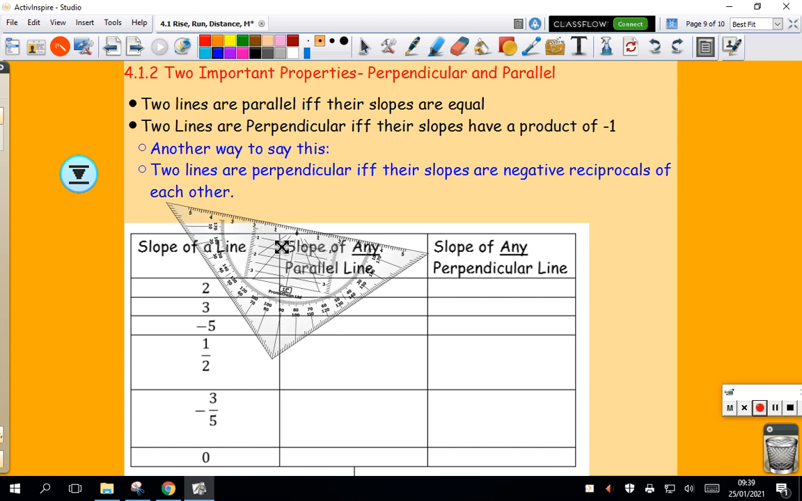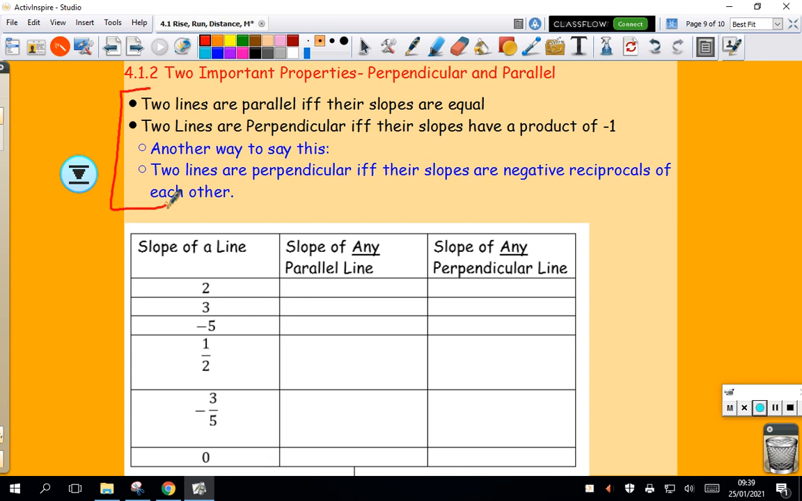Okay, let me just get rid of my set square at this stage. So I want to talk about two important properties of perpendicular and parallel lines. Two lines are parallel if their slopes are equal, and you're expected to learn these things by heart. You learn them by heart not by sitting down and repeating them 1,000 times, but by making sure you understand them. So two lines are parallel if and only if their slopes are equal.